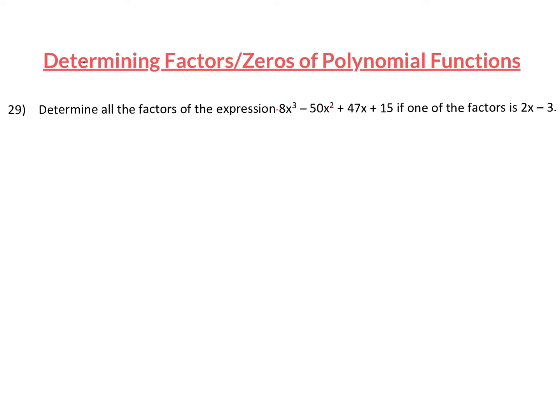Since they tell us that 2x minus 3 is a factor, doesn't that mean that 2x minus 3 has to divide evenly into this expression? Okay, so let's put that in our notes just so we have that down. Since 2x minus 3 is a factor, it will divide evenly into our expression. Okay, so let's use long division and divide this expression by 2x minus 3. And when we do, whatever we're left with should be the other factor.